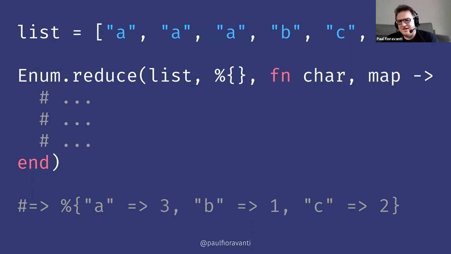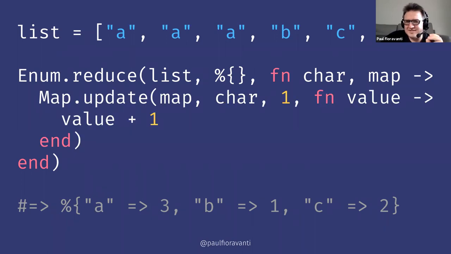Okay, so for every iteration of the list here, this function that we have needs to take in a character from the list and then a map to populate. So you can see up there char and map as the two parameters to our function. On the first iteration of this list, the value of the map variable will be the empty map that we've just passed in.